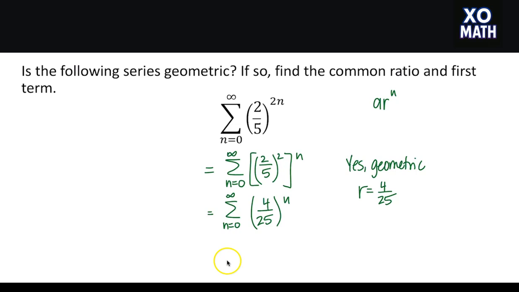Now, the first term can always be found on any series by substituting in the starting index value. So if I substitute in 0 into the general term, what's the first value that comes out? (4/25) to the 0, anything to the 0 is 1. So the starting term here is 1.